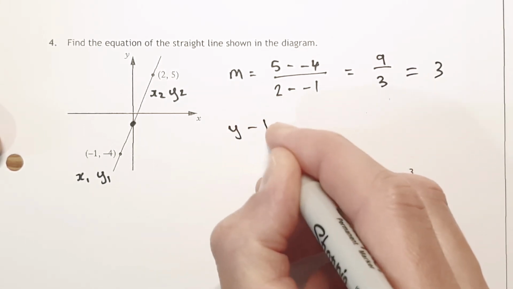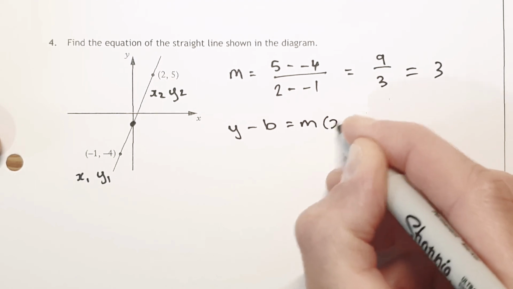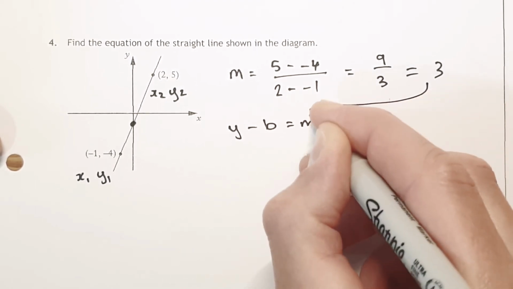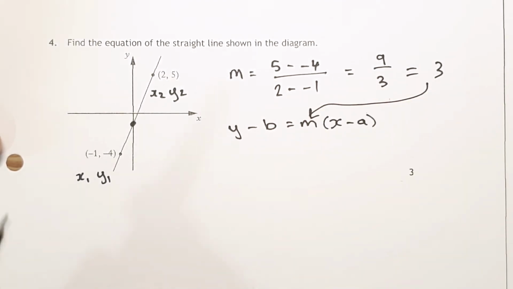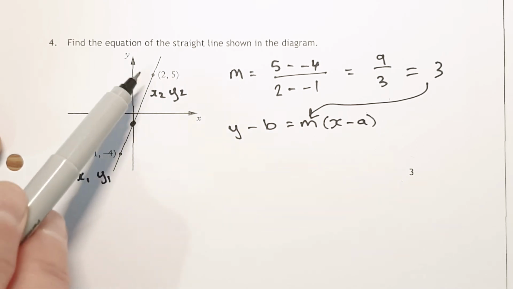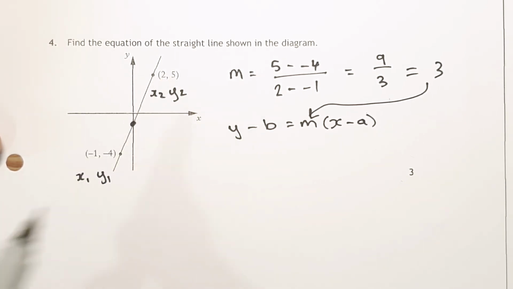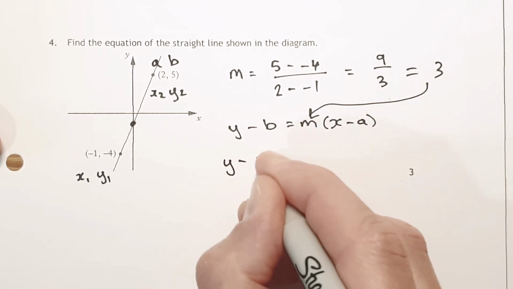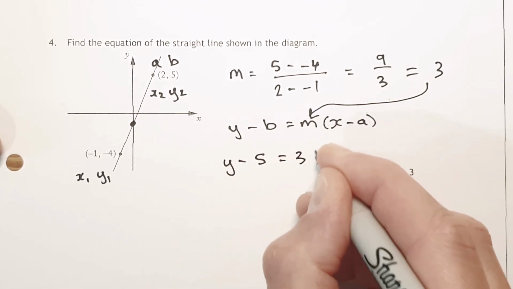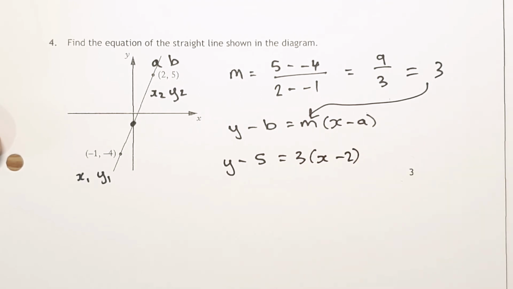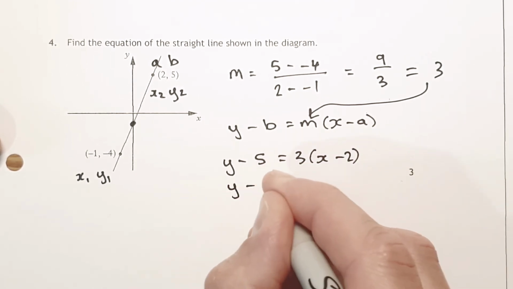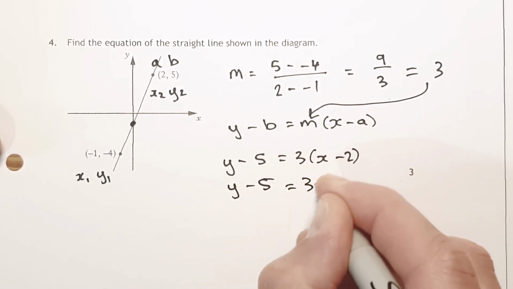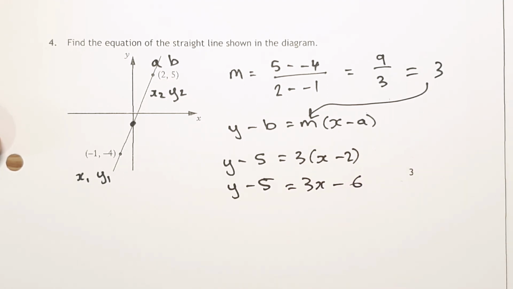So using y minus b equals m(x minus a), this is your value there. Now, I could pick either coordinate for a and b, but that one's got positives, that's negatives. It's probably easier if you just pick this one. So a and b, so it'll be y minus 5 equals 3(x minus 2), multiplying out the brackets. Now we want to make y the subject, so we're going to add 5 to both sides.